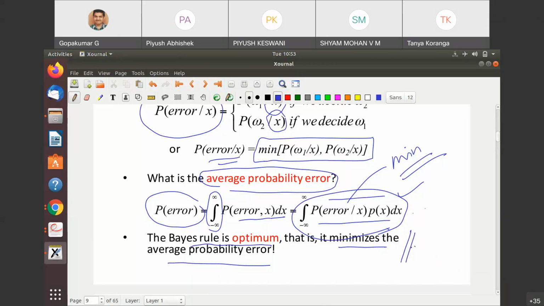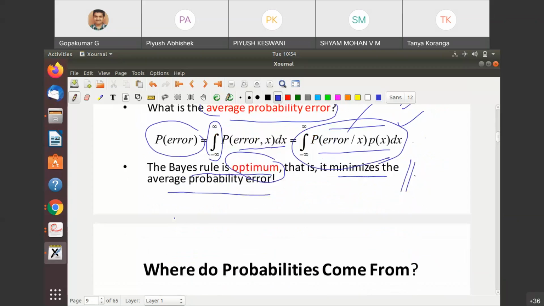So that is why the Bayes rule is called an optimum one: you minimize the individual probabilities so that the average probability of error is also reduced. That is the concept of probability of error, and why we say that the Bayes rule is an optimum one, considering this particular case.